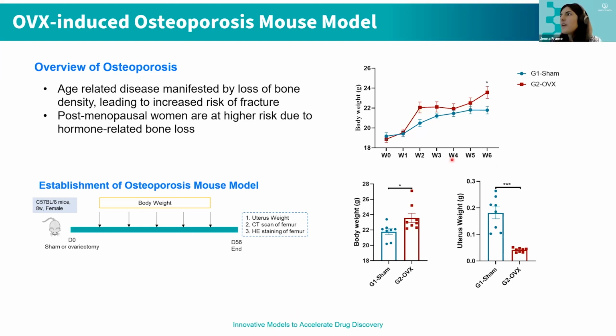As you can see here on the right side, ovariectomized mice, here abbreviated as OVX, do gain more body weight when compared to their sham counterparts, as has been previously reported. As expected, the uterus weight is also significantly decreased due to the lack of ovaries in the disease model group.